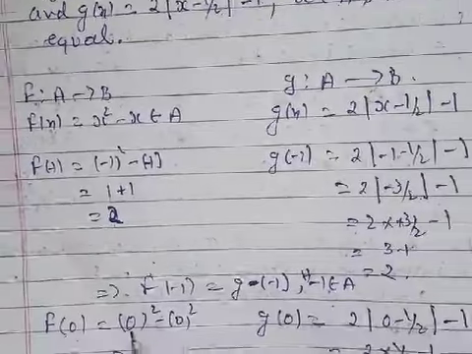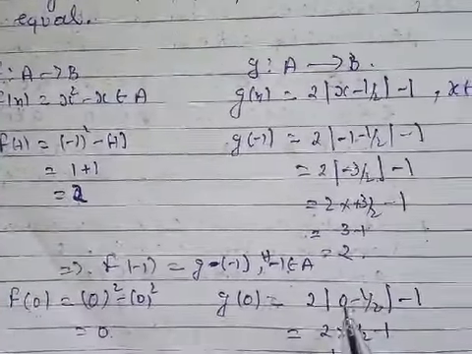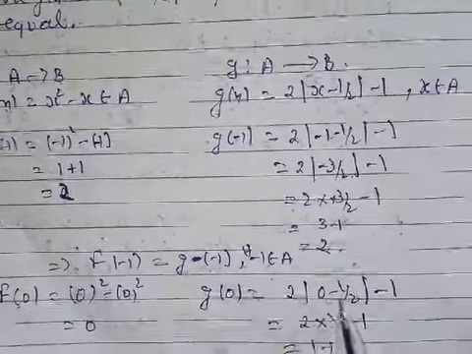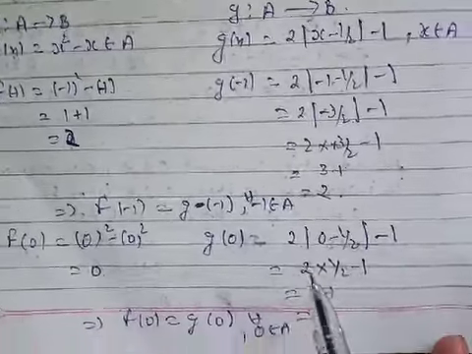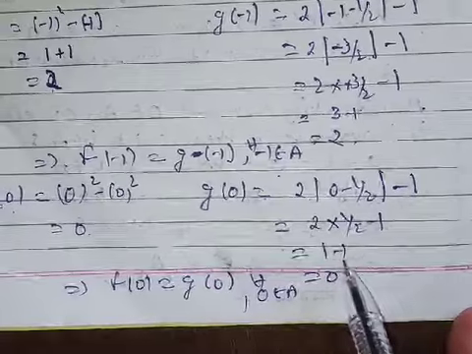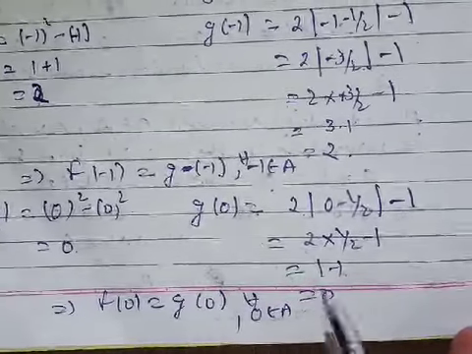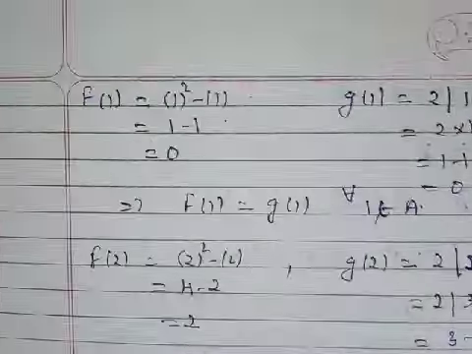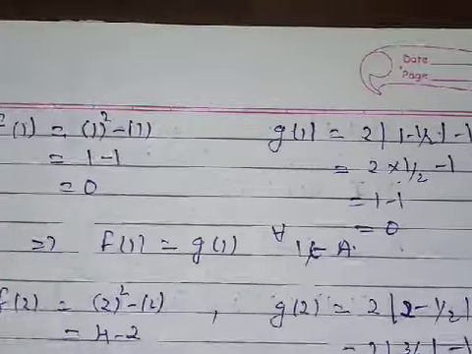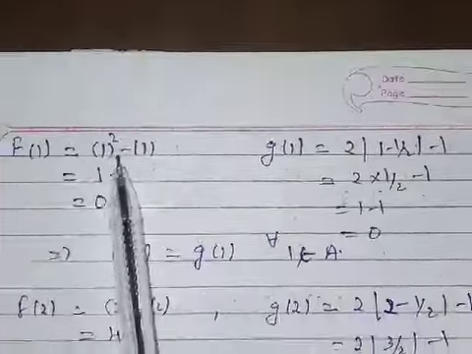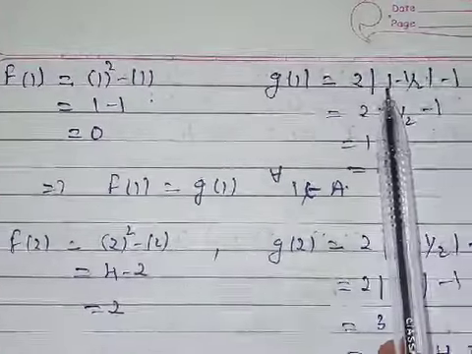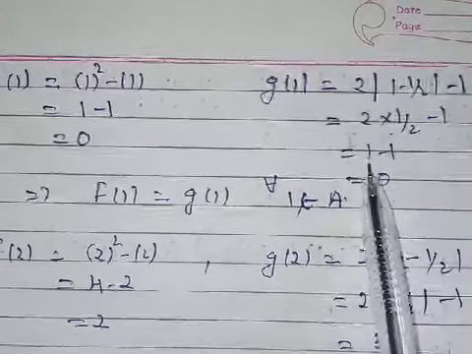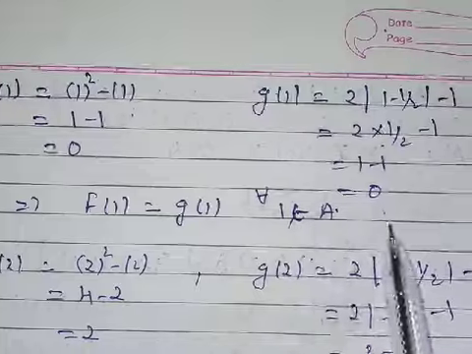f(0) is 0 - 0 = 0, and if you substitute in g(x), 2|0 - 1/2| - 1, this comes out as plus 1/2, so 2 and 2 cancel, 1 - 1 = 0, so it is also equal. Let us check for the third one. f(1) = 1² - 1, so this is also 0. Substituting 1 in g, we get 1/2, 2 and 2 cancel, 1 - 1 = 0, so this is also equal.